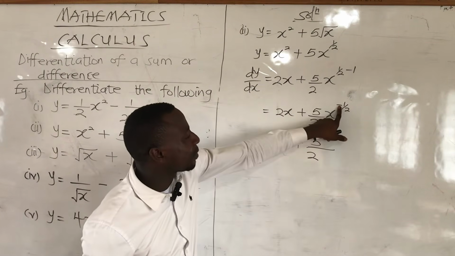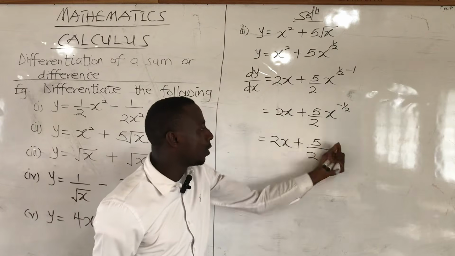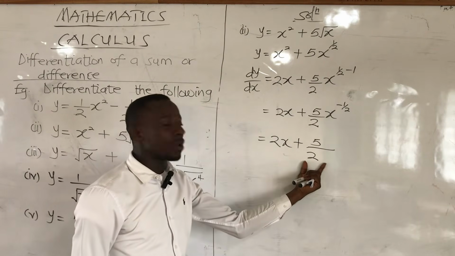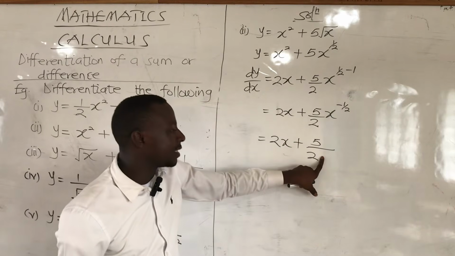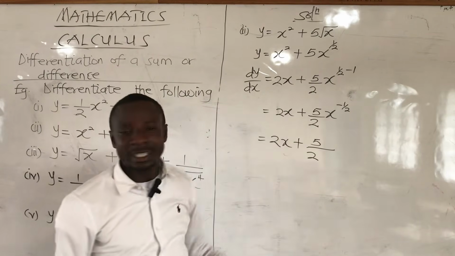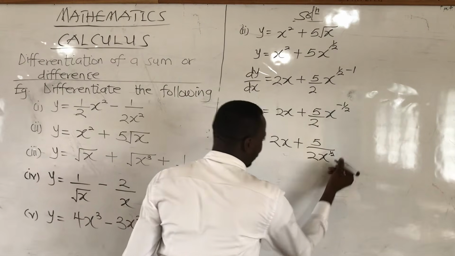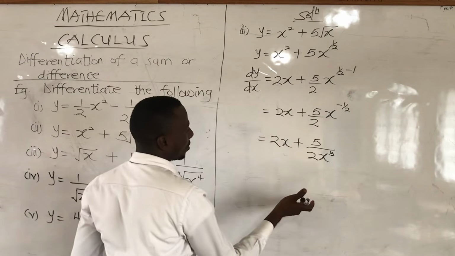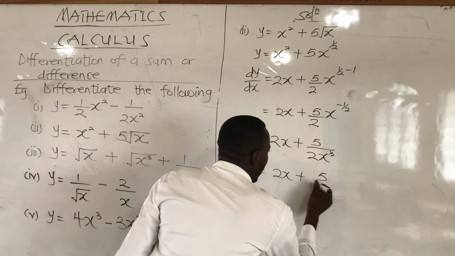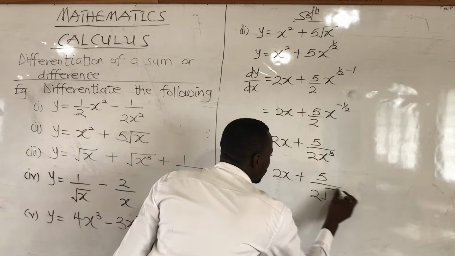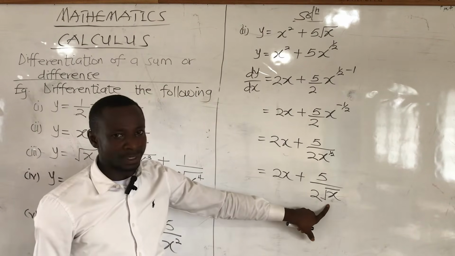Now, because the exponent is negative, we need to bring it down. So we'll pull it to attach with the 2. But because we are bringing it down, when it comes to the denominator, we are not going to negate it again. So we have x power half because we are bringing it down. So we still have 2x plus 5 over 2 root x. X power half is the same as root x.